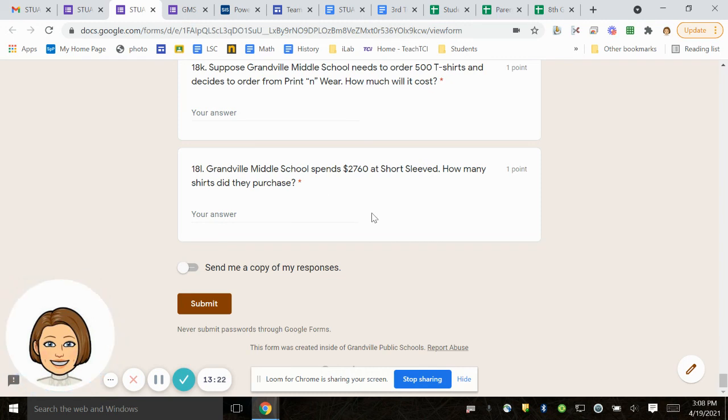Once you're done, go back, look at your answers, and double-check before you submit. Once you submit it, make sure you upload a picture of your work document. Make sure your entire work document is complete to get the total number of points.